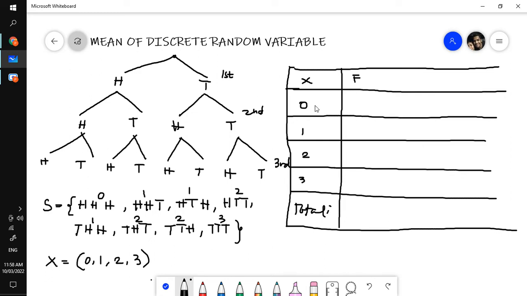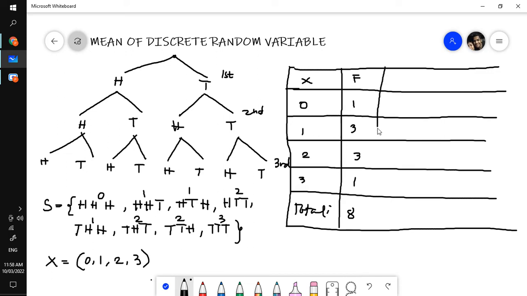Now, the frequency of having no tail is 1 since it only occurred once. The frequency of having one tail, let's see, we have 1, 2, and 3. So let's write down 3 here. The frequency of having two tails, that's 1, 2, 3. And the frequency of having three tails, we have 1 as well. Now let's get the total frequency. We have 1 plus 3 plus 3 plus 1, that's equal to 8.